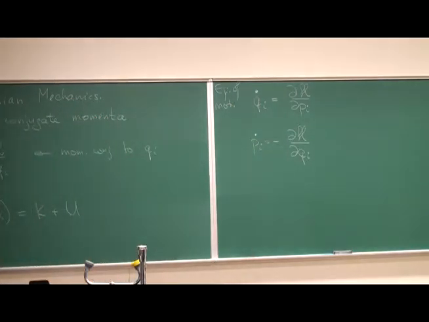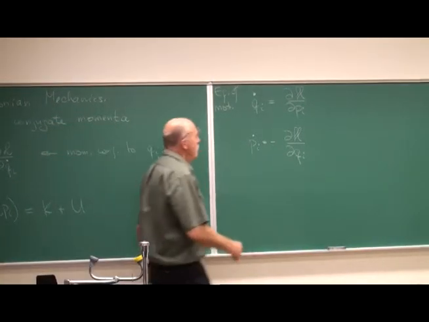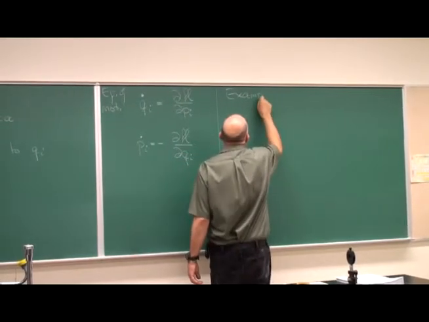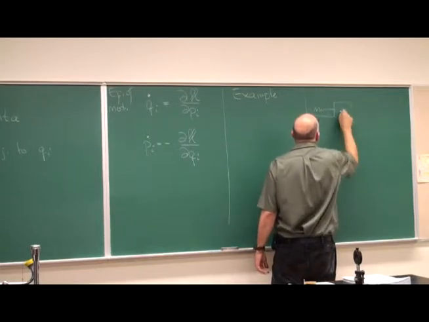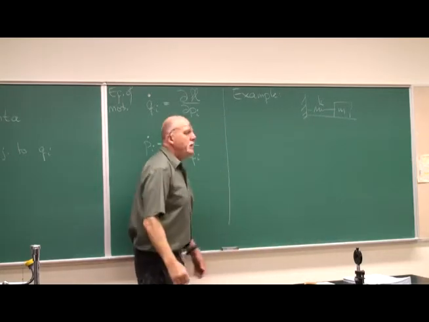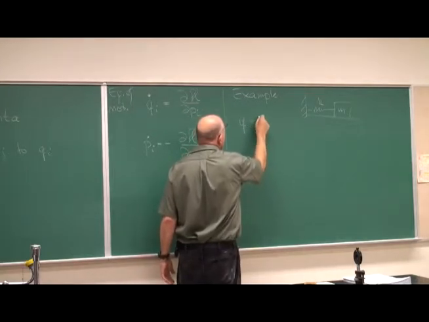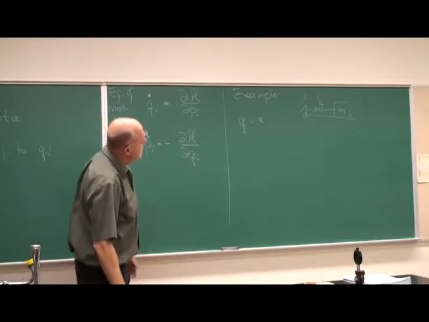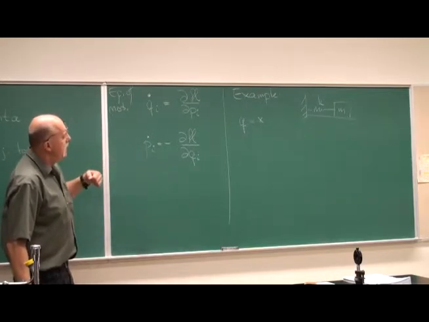So let's see if we can make this work in a little problem. So do the example. Same as before. Spring, mass. So we need to choose a variable, Q. So we again choose X, unless you guys want to do something else. But choose X and then you can play around with other things just to see what happens.